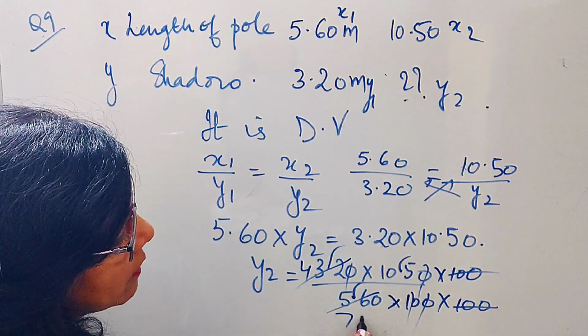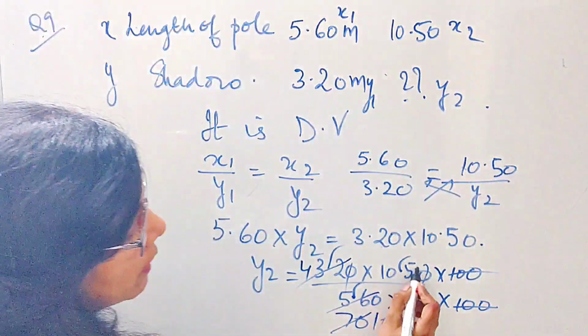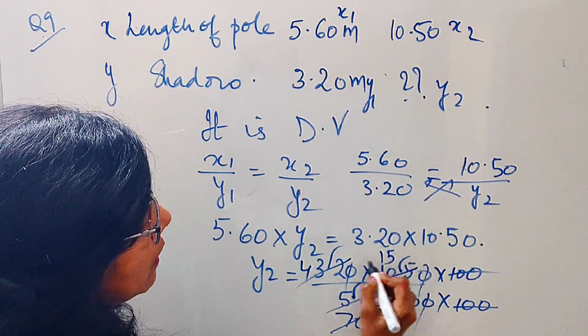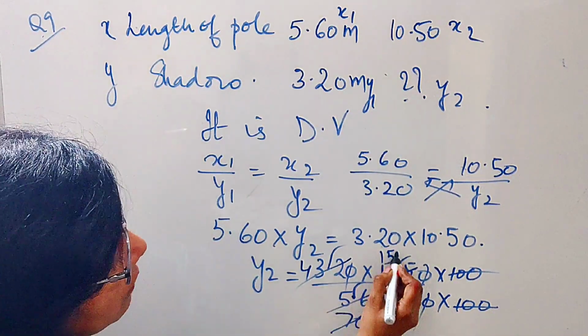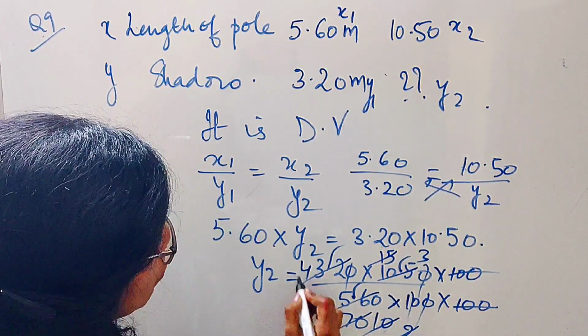Now cut it with 7. 7 1s are 7, 7 5s are 35. Now this will be 3, 5 cut. I am cutting it with 5 and 2, 2, 2. So y2 will be 6 centimeter.